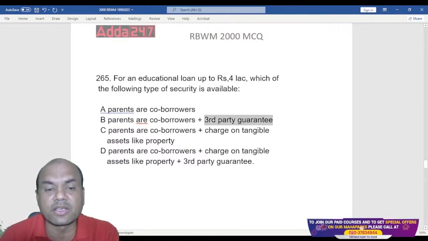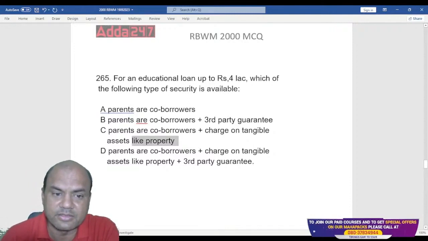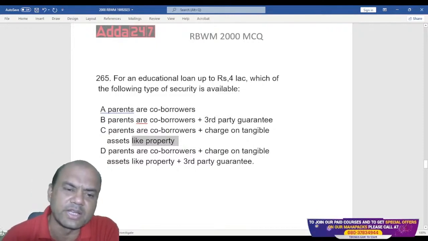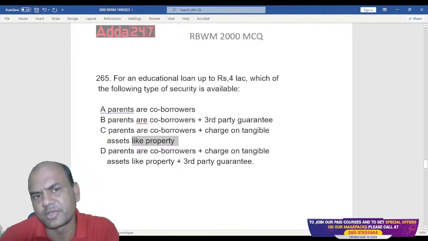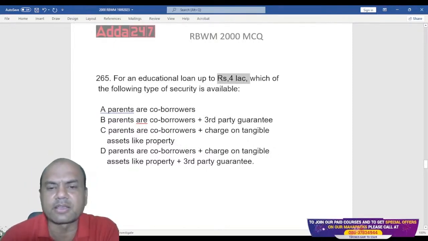Then parents as co-borrowers plus charge on tangible assets like property, house. Give you a house as a collateral for 4 lakhs? Parents as co-borrowers plus charge on tangible plus third party, all of this. So D is basically all of this. So for 4 lakhs, what will the bank take?